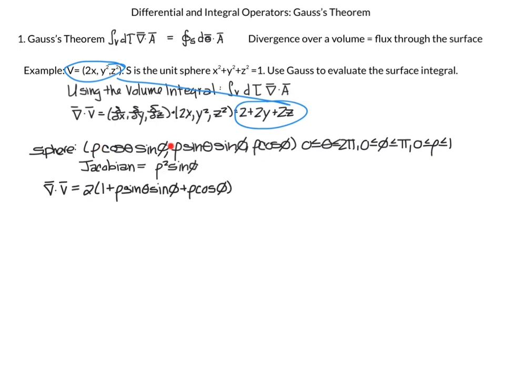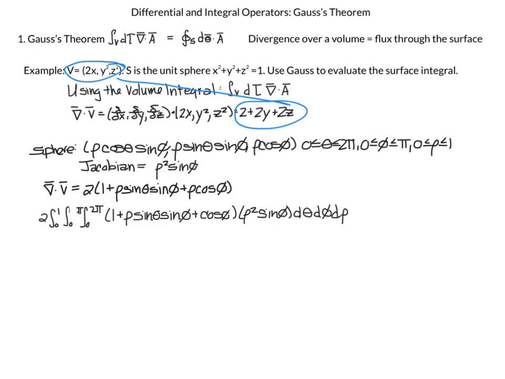Because I used spherical coordinates to parameterize my unit sphere, because that's the easiest way to parameterize a sphere, I need to change my vector field divergence also into spherical coordinates. But that's not too hard to do. My del dot v is equal to, I factor out the 2, then I have a 1, and then I have a y, which is equal to rho sine theta sine phi, plus a z, which is rho cosine phi. And now I'm ready to set up my integral.